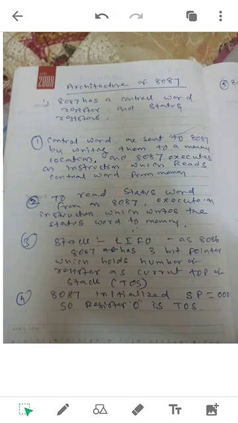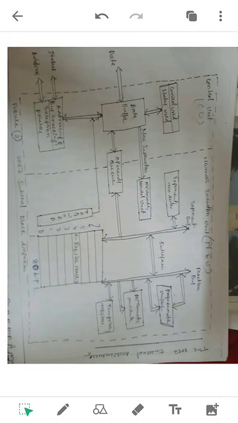So let us see the architecture of the 8087. The 8087 architecture is divided into two parts. For this you can refer to this figure. Here you can see the 8087 architecture. It is divided into two parts: control unit and numeric execution unit, NEU. Control unit and numeric execution unit, these are the two parts.